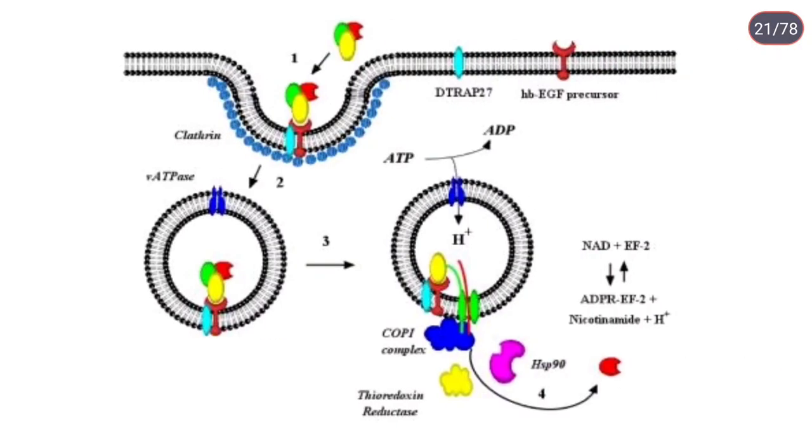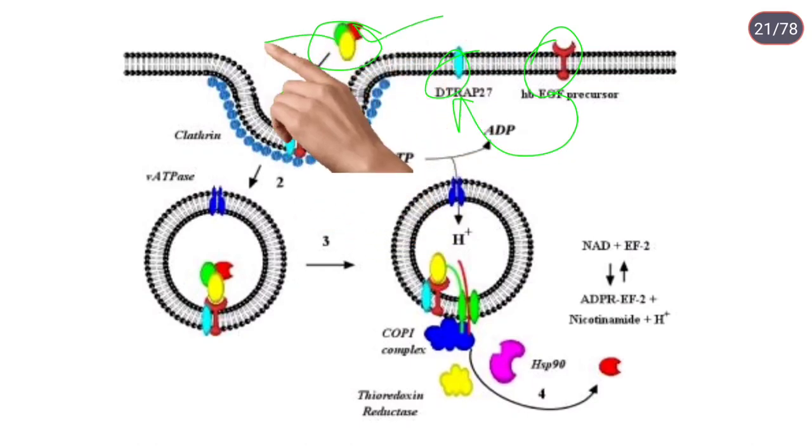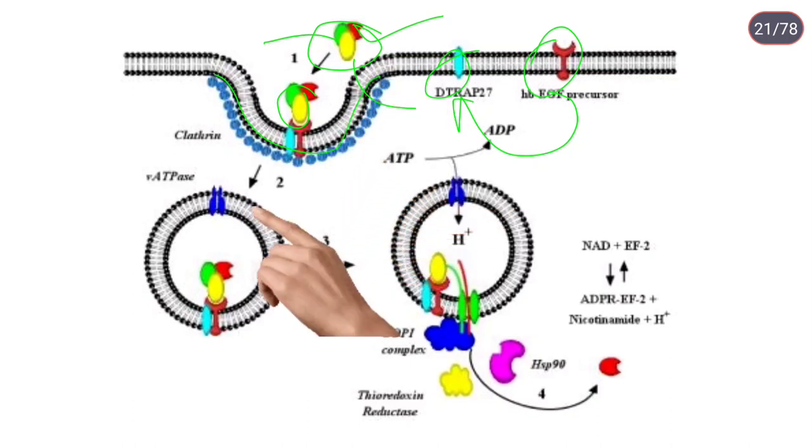You can see that this one is the exotoxin and this one is the DTrop and receptor. Whenever this comes to the DTrop, the receptor gets activated and exotoxin binds on it. This red one is the catalytic domain, this green one is the translocation domain, and the yellow one is the binding domain or the receptor domain. You can see there is clathrin mediated endocytosis occurring and there is endosome formation, and this one is the V-ATPase pump, where the proton enters into the cell.